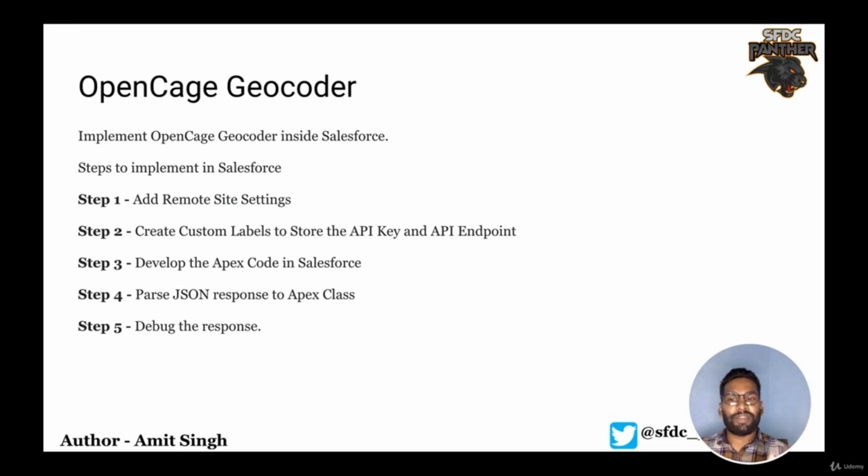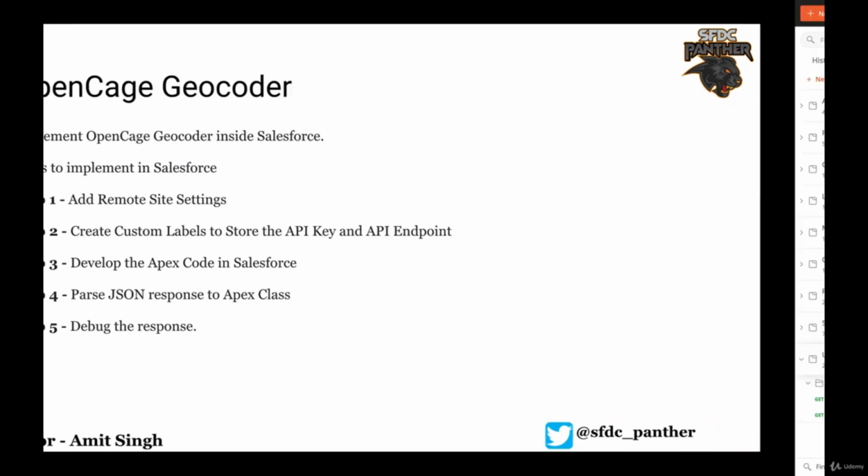Now we have step 3, where we need to develop the Apex class. We will see how we can develop it, and then we are going to deal with the JSON, because we have seen in our previous lecture that OpenCage data returns both XML and JSON as a response. So we will be dealing with JSON here. We will be passing the JSON response into our Apex class, and then we will be debugging that response. We will also take a use case and implement that use case there itself. So let's quickly start from step 1, adding the remote site setting.